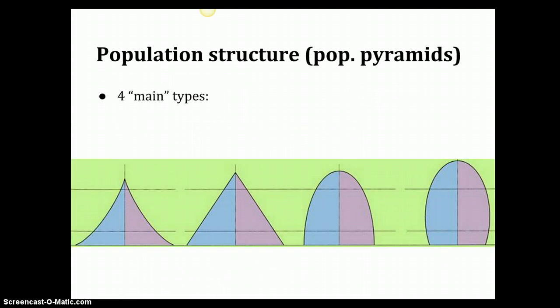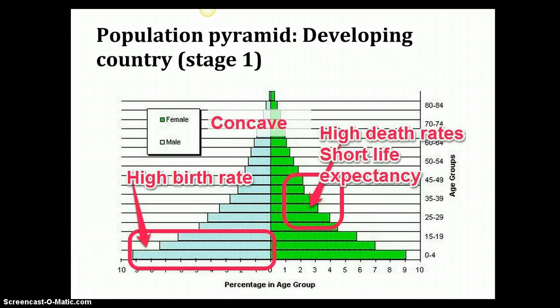There are 4 main types of population pyramids. I will go through them one by one, but of course the first two are pyramids. They look like pyramids. The third and fourth type are not especially pyramid-like. This is the first one.